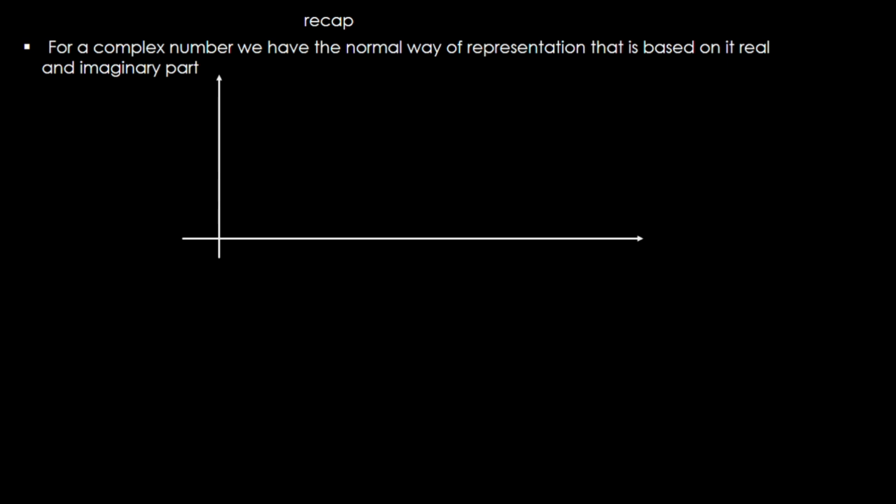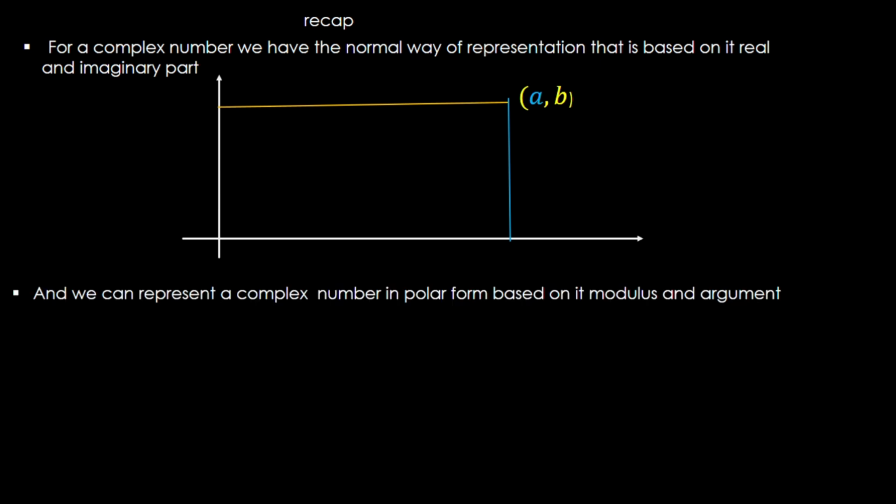For a complex number, the normal way of representing it is based on its real and imaginary parts. That's exactly how we represent complex numbers. Here is the real and here is the imaginary part, with the point A being this one and B being the yellow one as a color present.